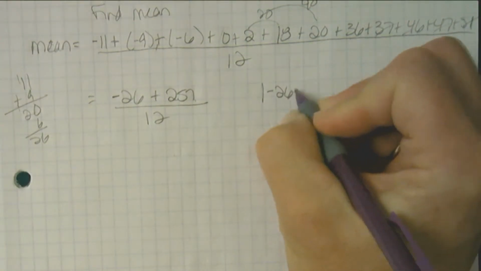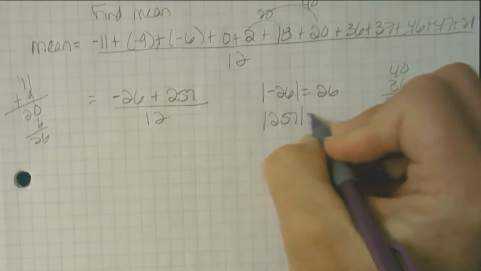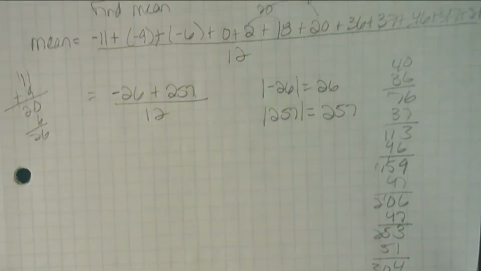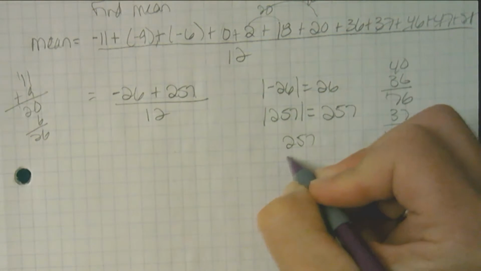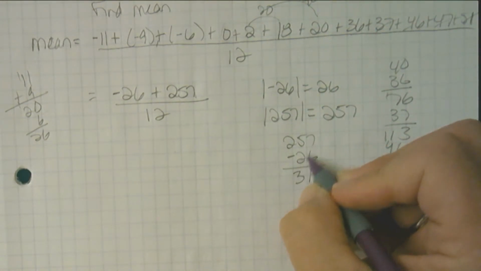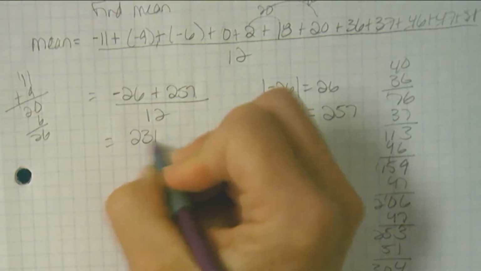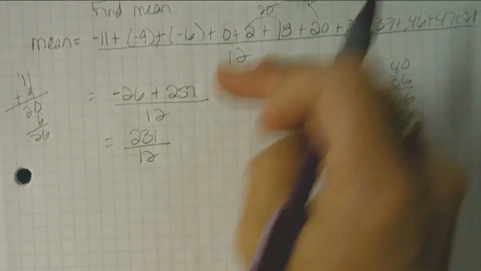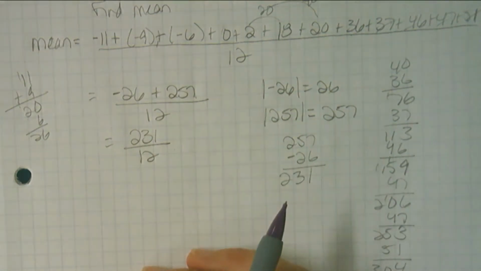So absolute value of negative 26 is 26. Absolute value of 257 is 257. Danny, what do I do with those absolute values now that I have found them? Excellent. So 257 minus 26, 231 over 12. Can you guys see that I'm not doing anything randomly? I have my equation that I wrote, and I'm slowly solving it down my page.